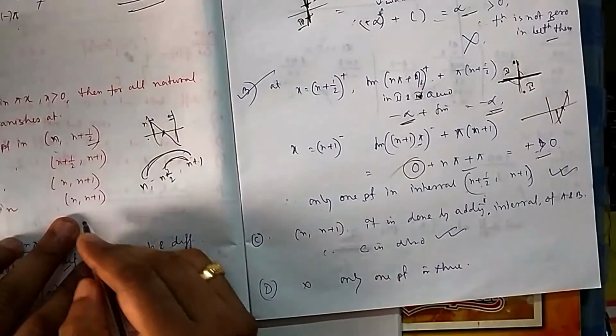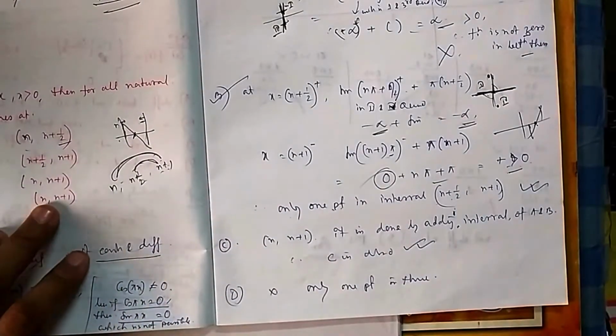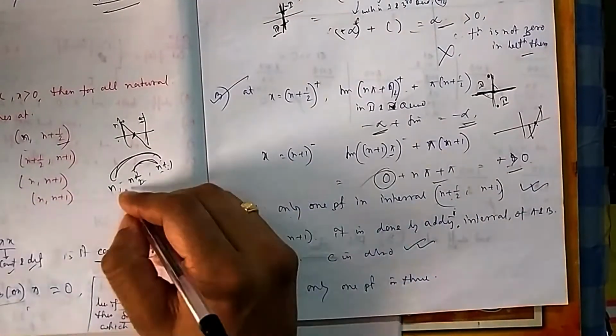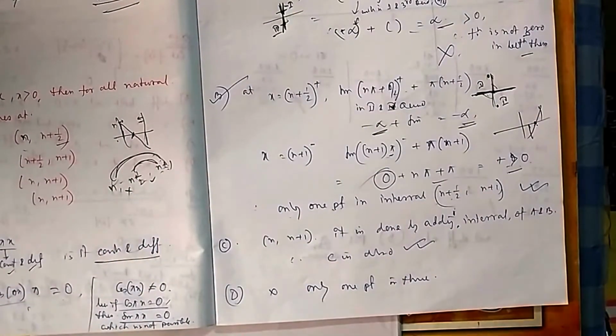D, 2 points. No, it is not 2 points. Only a unique 1 point we have seen between these two. So that's why D is not correct. Here nothing is there, here only 1 point. So if you include both of these, only 1 point. So B and C are correct.